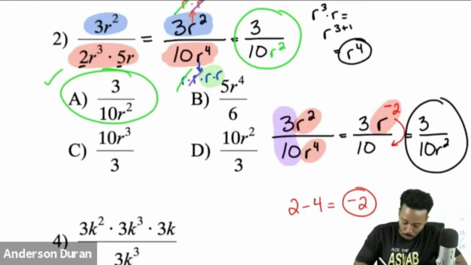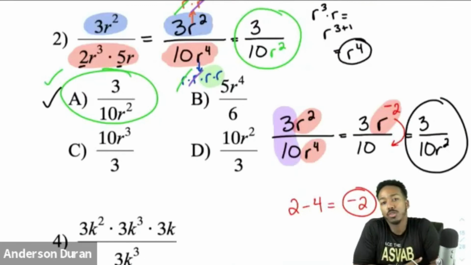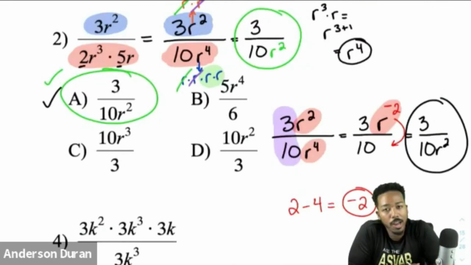That is why A is correct again. So on a scale of 0 to 10, how much sense did that make to you?